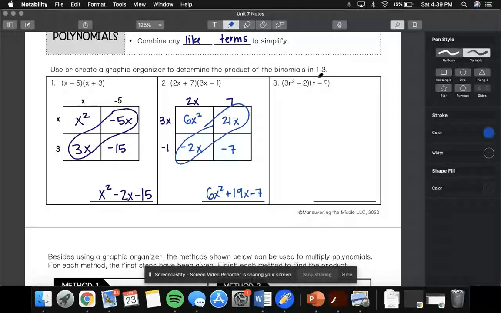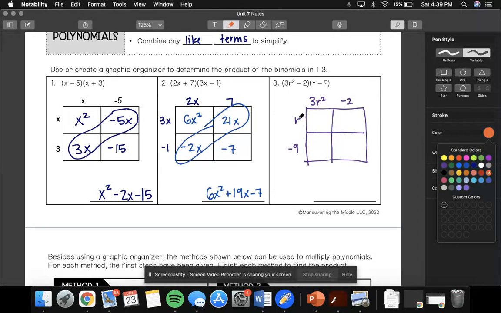Okay. Now this one is asking us to create the model together. So I'm going to create a binomial times a binomial. So I'm going to create basically a 2 by 2 box. Okay. 3r squared minus 2, and then r minus 9.